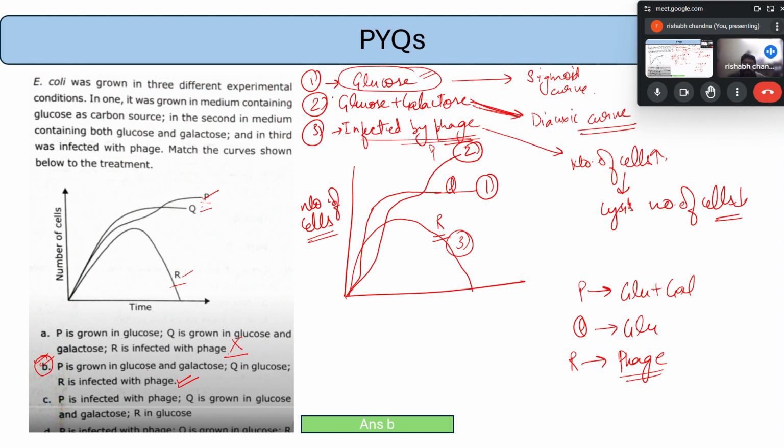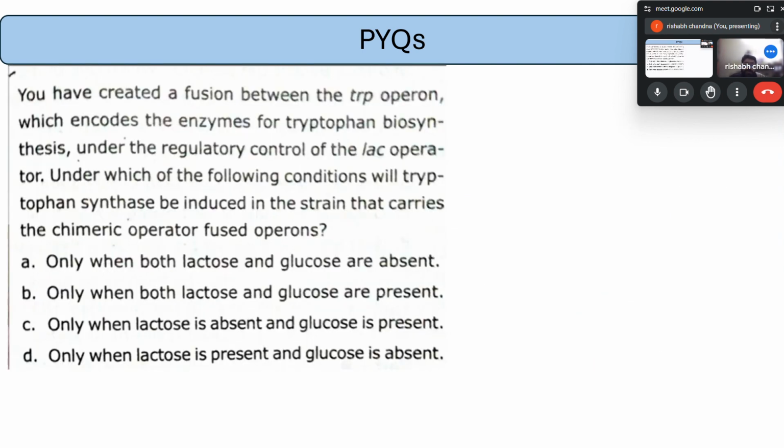Okay. Now moving on to the next question. You have created a fusion between the tryptophan operon, which encodes the enzyme for tryptophan biosynthesis, under the regulatory control of the lac operator. Under which of the following conditions will tryptophan synthase be induced in the strain that carries the chimeric operons? So what we have done is we have the promoter, then the lac operator followed by the tryptophan synthesis genes.